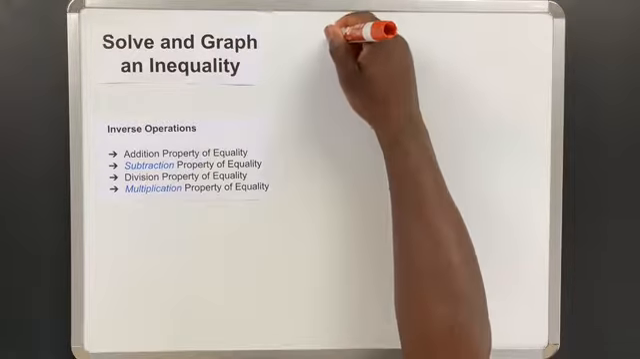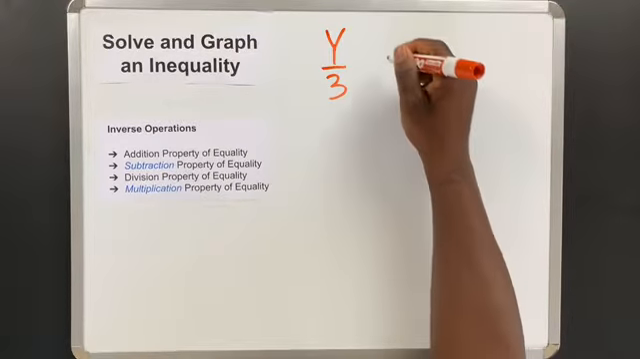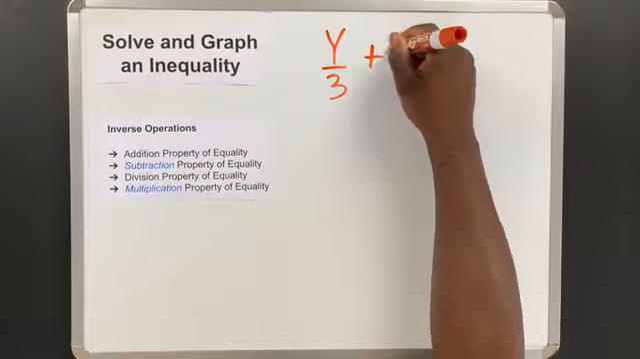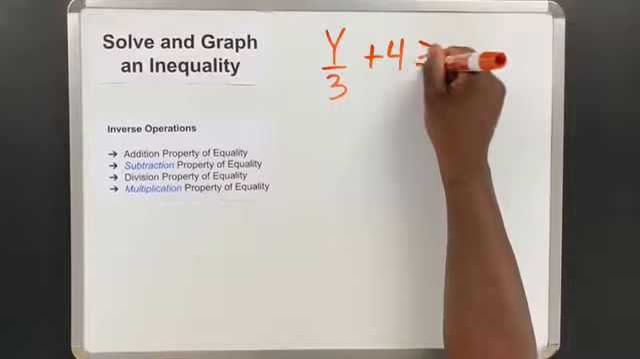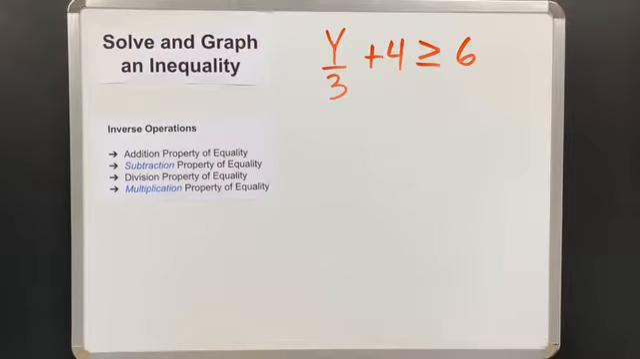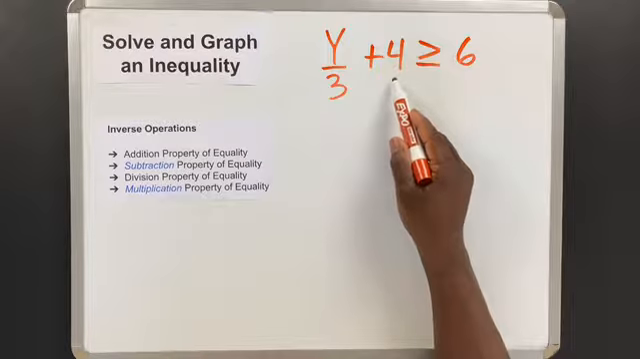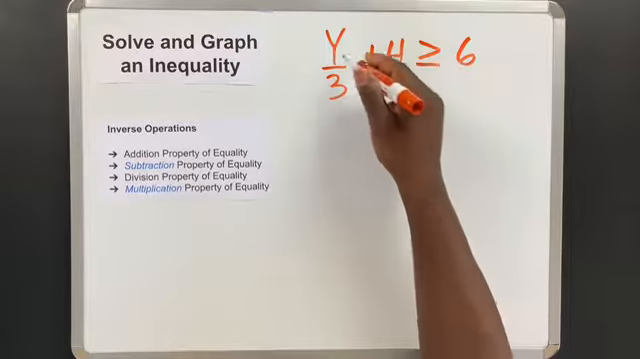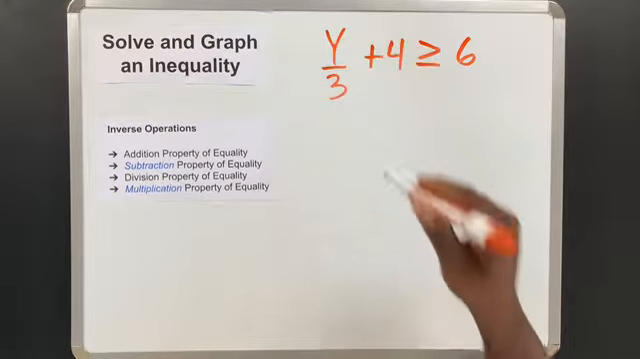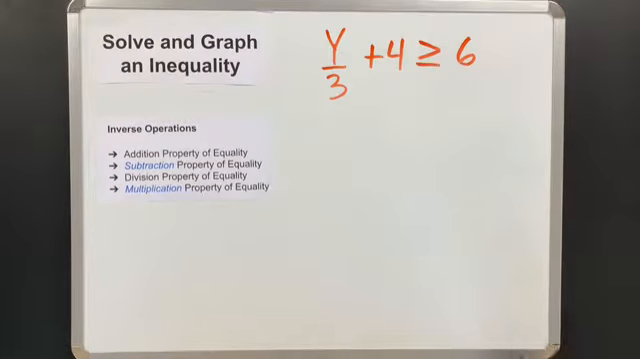Here we have y divided by 3, let's say plus 4, and I'm going to say is greater than or equal to 6. So this is an inequality, not an equation. Now, in order to get y by itself, or to isolate y, we need to get rid of the 4 and the 3. So this 3 is also looked at as 1/3 times y, but in this case we have y divided by 3. So let's go ahead and get rid of the 4.